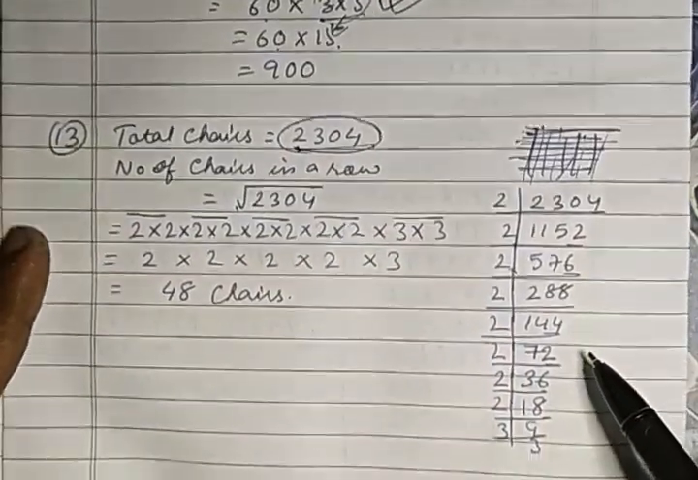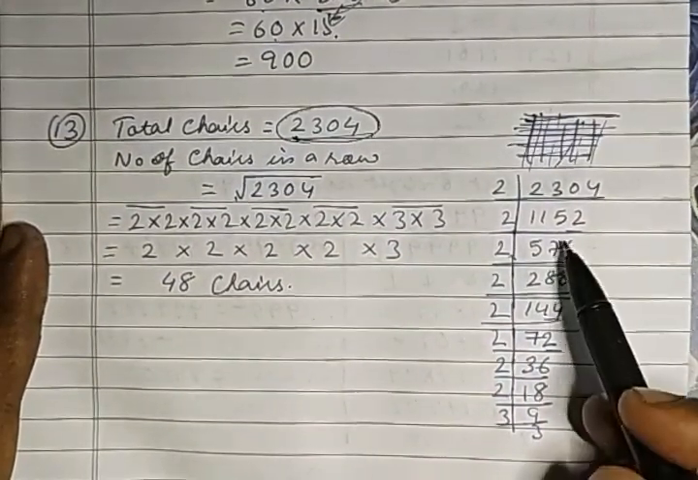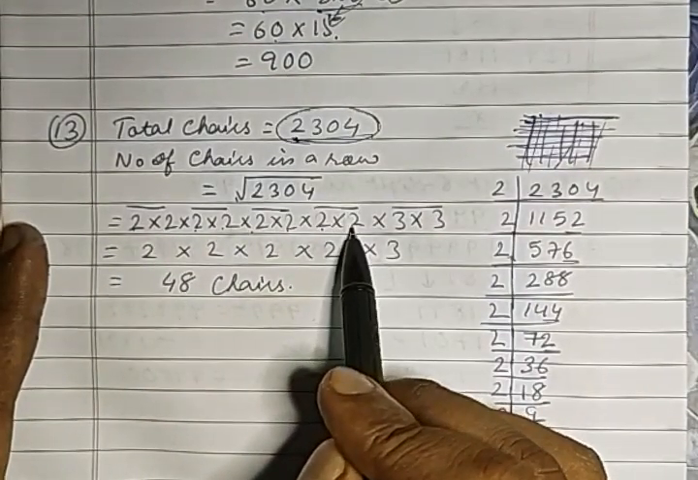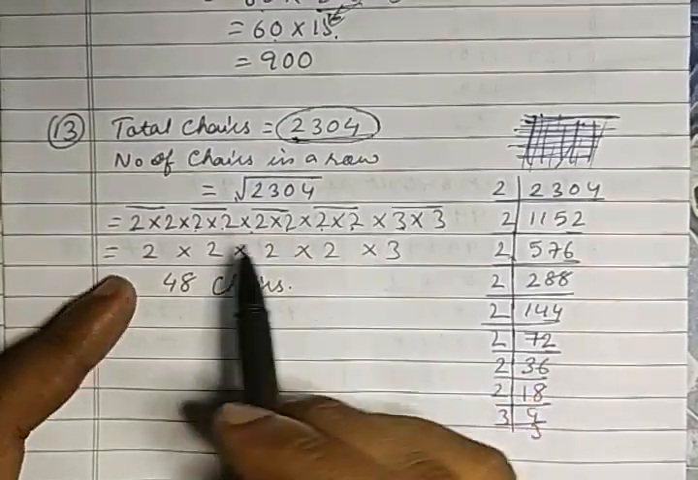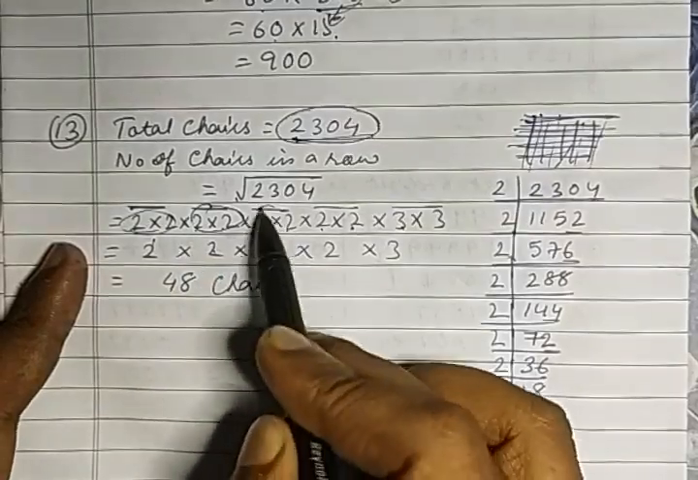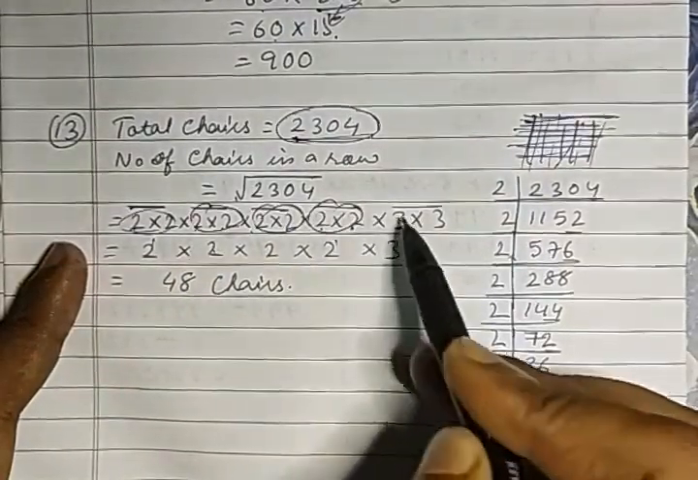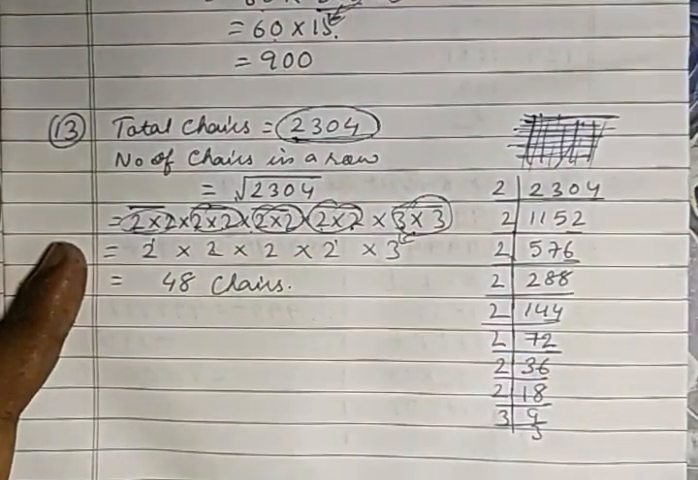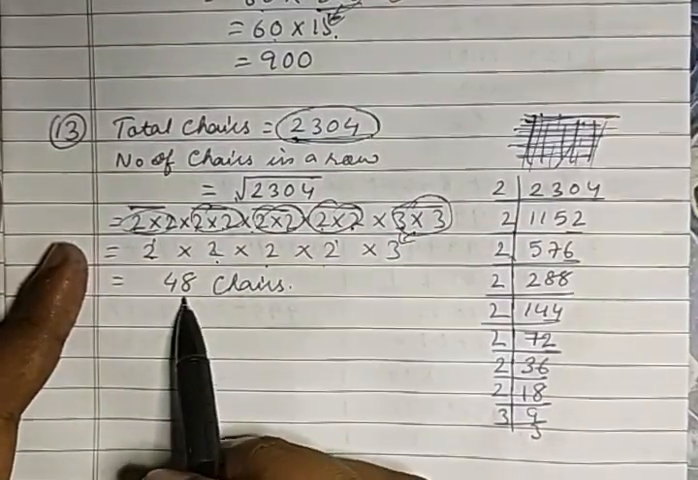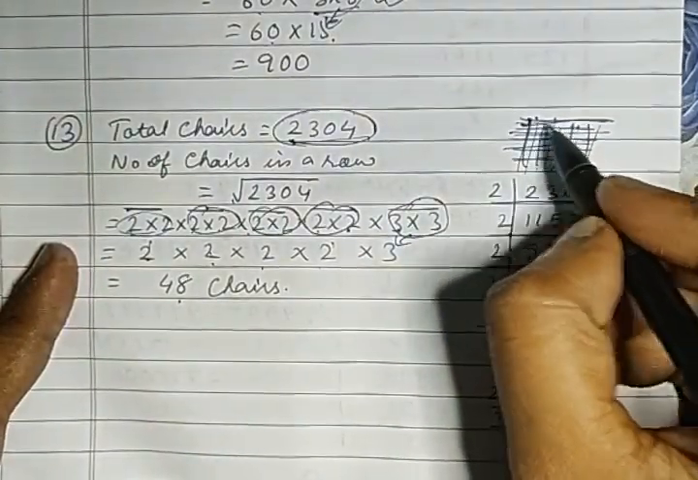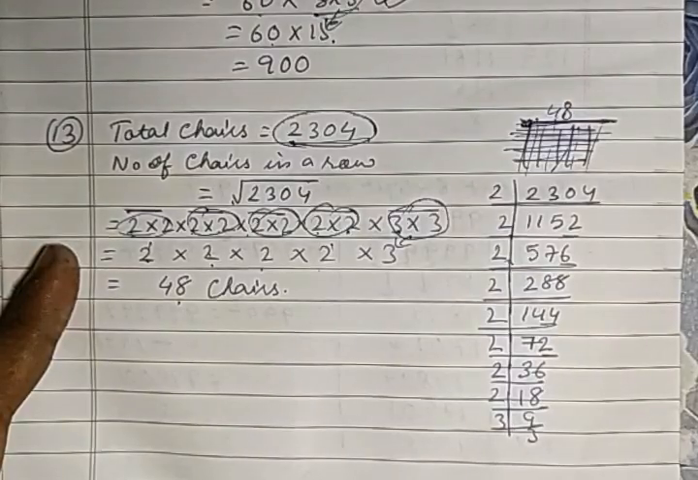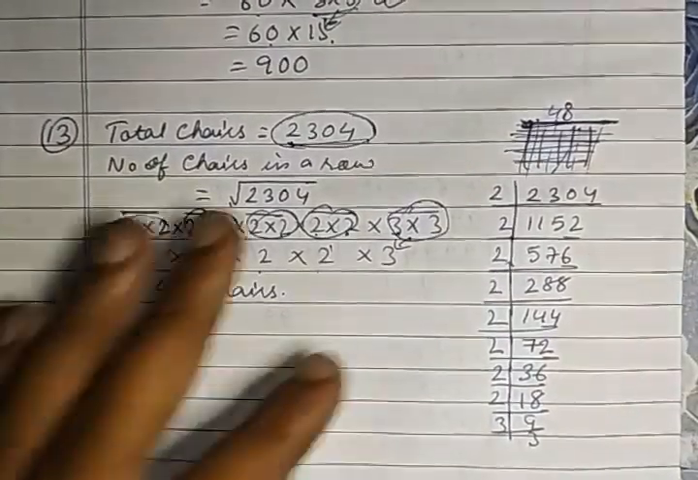So I have used the factorization method to find out the root. So I am getting here 8 2's and 2 3's. So after making pairs I am getting for one pair 2, for second pair 2, for third pair 2, for fourth pair 2, and for this one 3. Okay. So 2 into 2 is 4, 4 into 2 is 8, 8 into 2 is 16 and 16 into 3 is 48. So therefore in one row there are 48 chairs. Okay. This way you have to find it out.